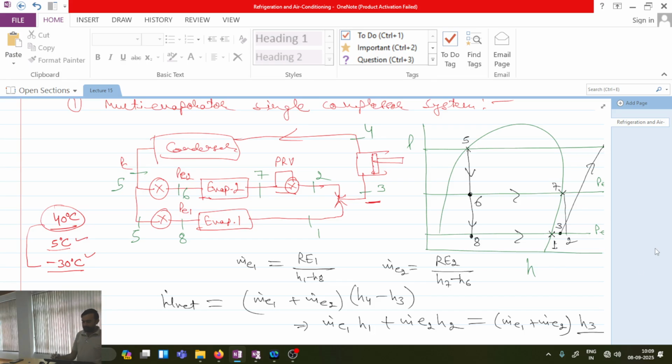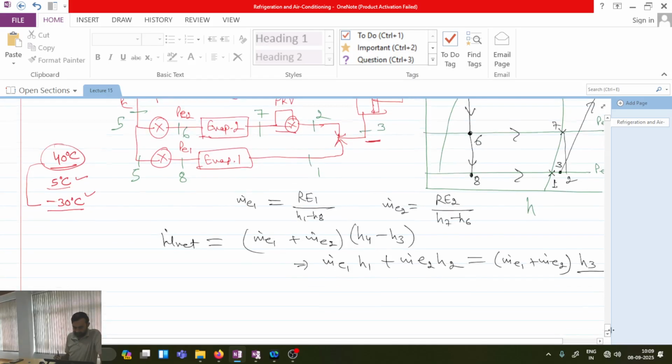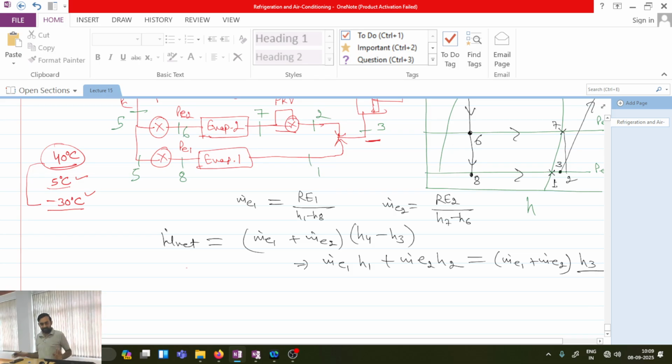So this system we have done, and its thermodynamic analysis also we performed. We calculated the individual mass flow rates across each evaporator, and we also estimated the total amount of work required. So if one has to simply determine the COP, that will be nothing but RE1 plus RE2 divided by W. Is this one clear? Up to this things are fine.